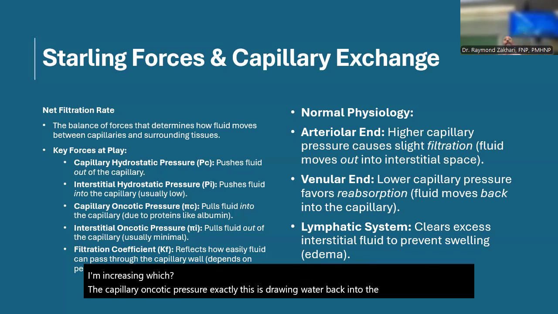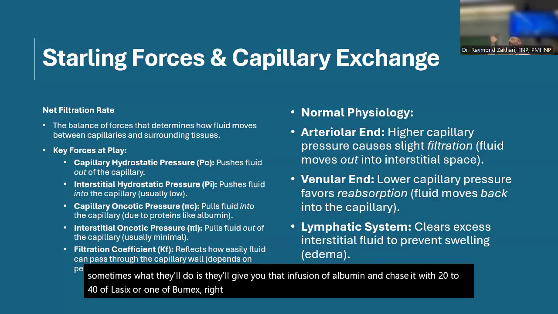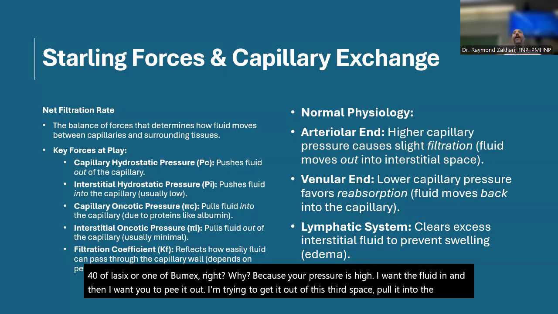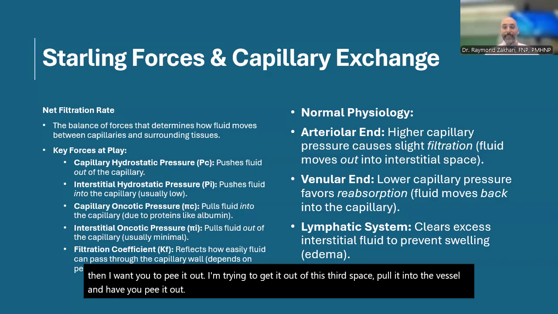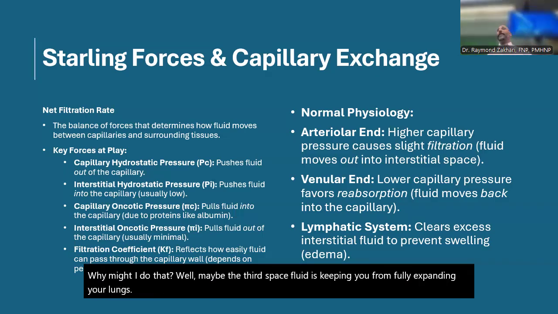So sometimes what they'll do is give you that infusion of albumin and chase it with 20 to 40 of Lasix or one of Bumex, right? Why? Because your pressure is high. I want the fluid in, and then I want you to pee it out. I'm trying to get it out of this third space, pull it into the vessel, and have you pee it out. Why might I do that? Well, maybe the third space fluid is keeping you from fully expanding your lungs. Maybe it's causing you pain.